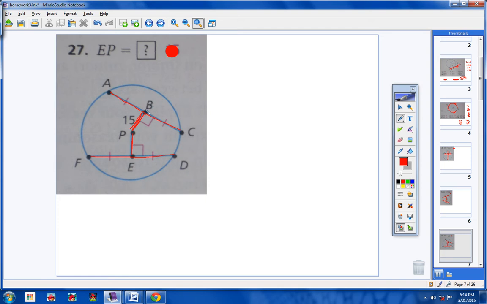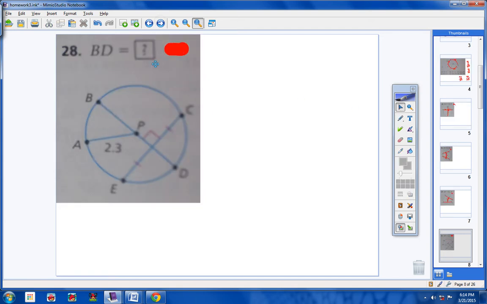If two chords are the same distance from the center of a circle, then they're going to be congruent. And if two chords are congruent, then they're going to be the same distance from the center. So if PB is 15, then EP will also be 15. Moving on to number 28.